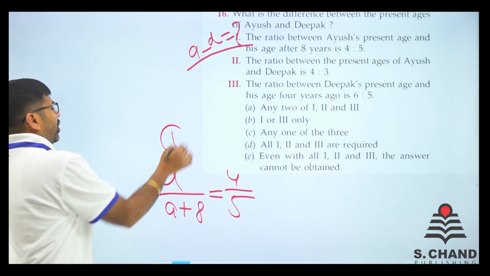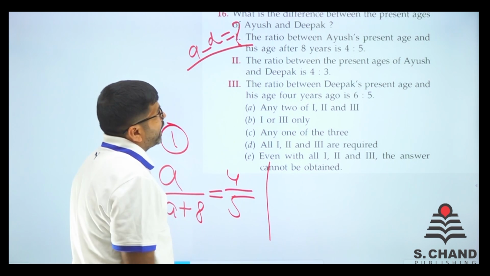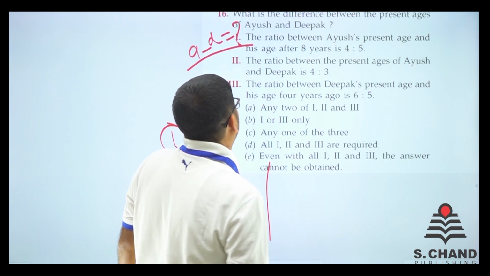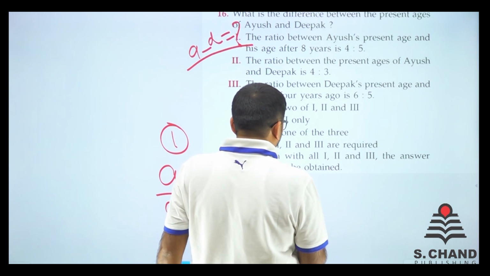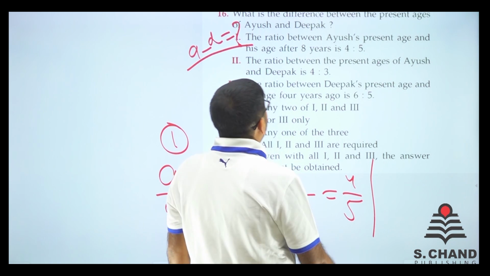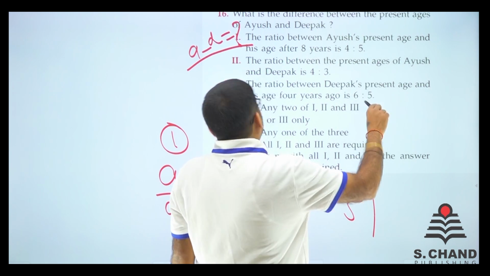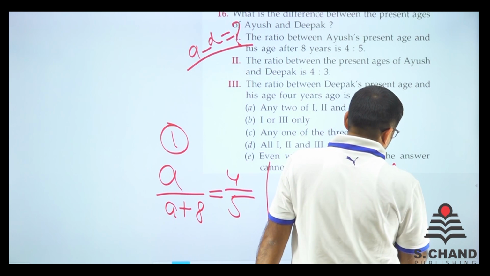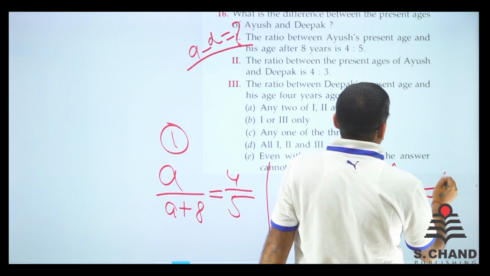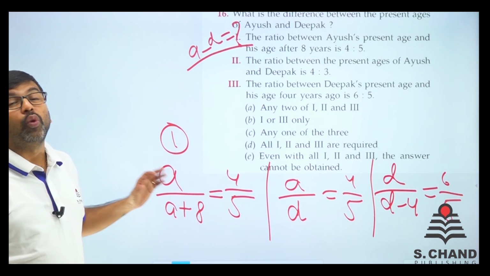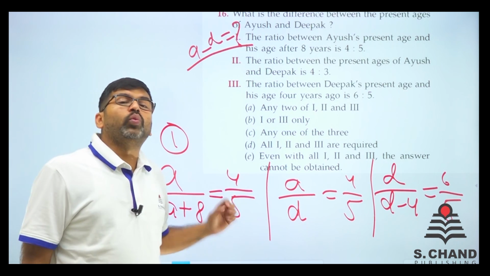So this is equation number 1. Second equation: the ratio between the present ages of Ayush and Deepak is 4:5. So A by D is 4:5. And third is the ratio of Deepak's present age and his age 4 years ago. Deepak upon Deepak minus 4 is 6:5. We have 3 equations. Any two will do.